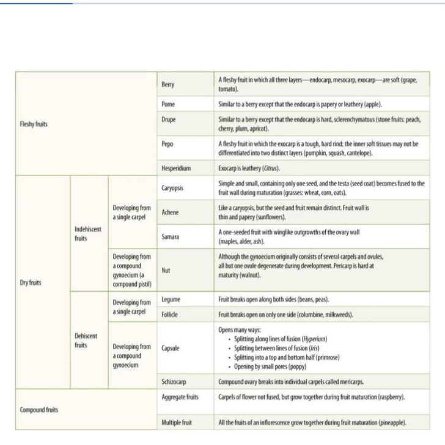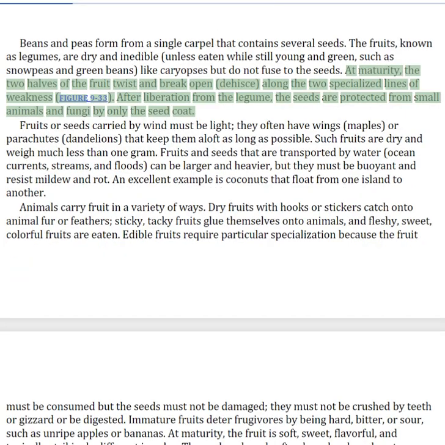Table 9.5, fruit types. Beans and peas form from a single carpel that contains several seeds. The fruits, known as legumes, are dry and inedible like caryopses but do not fuse to the seeds. At maturity, the two halves of the fruit twist and break open along the two specialized lines of weakness. After liberation from the legume, the seeds are protected from small animals and fungi by only the seed coat.